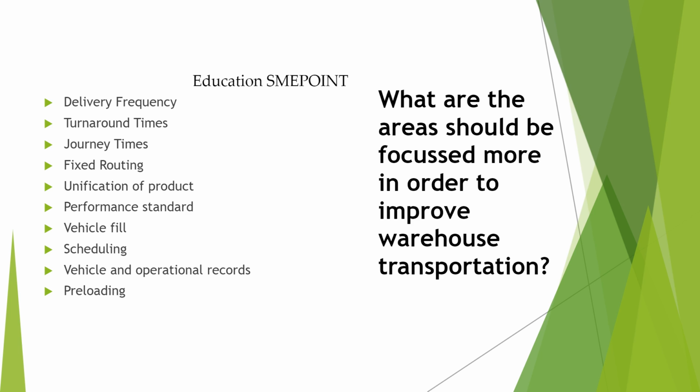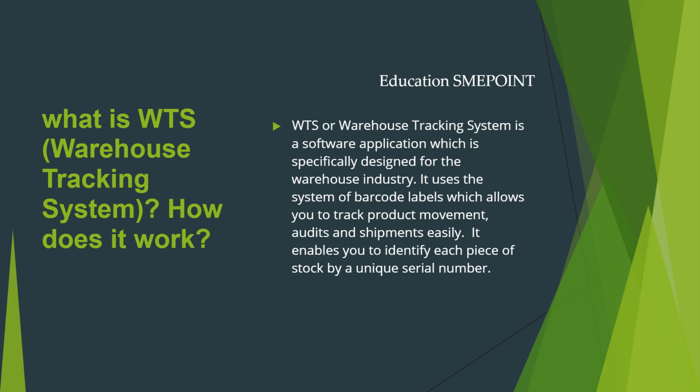What are the areas that should be focused on more in order to improve warehouse transportation? Delivery frequency, turnaround times, journey times, fixed routing, unification of product performance, standard vehicle fill, scheduling, vehicle and operational records, preloading. What is WTS, Warehouse Tracking System? How does it work? WTS is a software application specifically designed for the warehouse industry. It uses a system of barcode labels which allows you to track product movement, audits and shipments easily. It enables you to identify each piece of stock by a unique serial number.